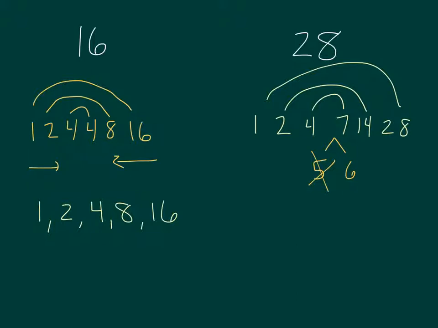And what about 6? 6 times 5 is 30. 6 times 4 is 24, so 6 is not a factor as well, because nothing times 6 equals 28. So when writing my factors below, I have 1, 2, 4, 7, 14, and 28.